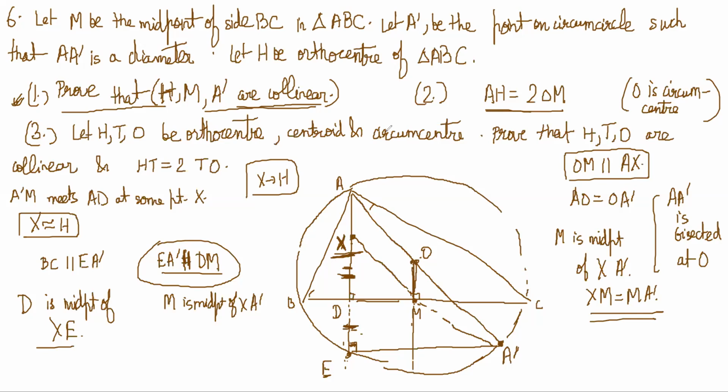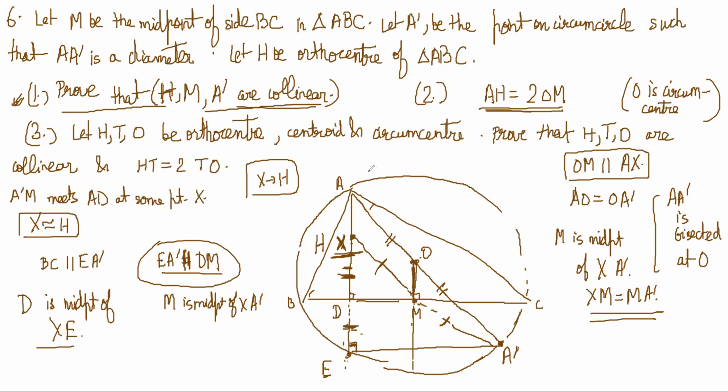Now we have to prove that AH, A to H, this is H now. Let's label it as H. AH is equal to 2 times OM, which is obvious by the midpoint theorem. Because we have proved this is the midpoint and we already know this is the midpoint, right? So AH must be double of OM. Okay, so let's go to the third one now.